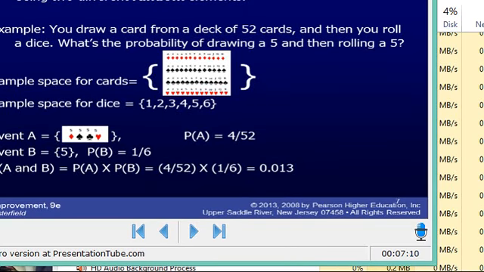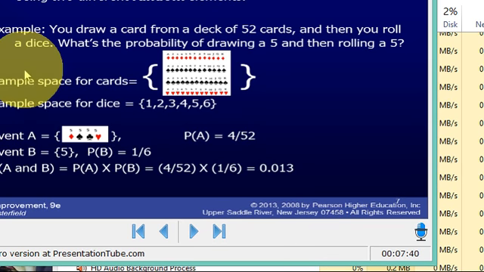Here is the third situation to get independent events, which is when you use 2 different random elements. So in this situation, you actually have 2 different sample spaces for your 2 experiments. And therefore, the events from each experiment are independent. So this is very intuitive. For example, you draw a card from a deck of 52 cards, and then you roll a dice. What is the probability of drawing a 5 and then rolling a 5?